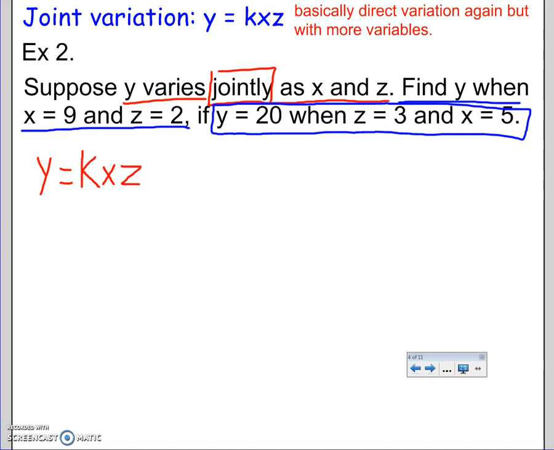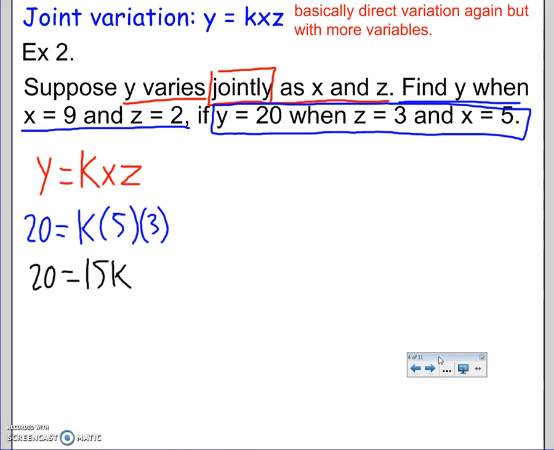So let's plug that one in. 20 is y, k we don't know, x is 5, z is 3. All right, just regular algebra. So let's see, 20 equals 3 times 5 is 15, 15k. Solve for k by dividing by 15 on both sides. And let's reduce this to 4/3. So k equals 4/3.